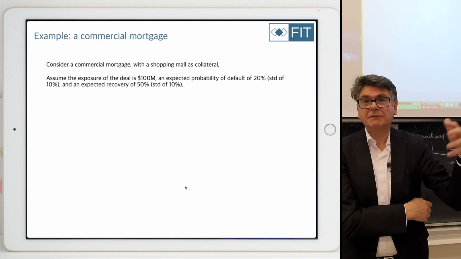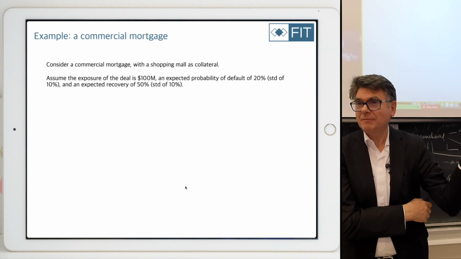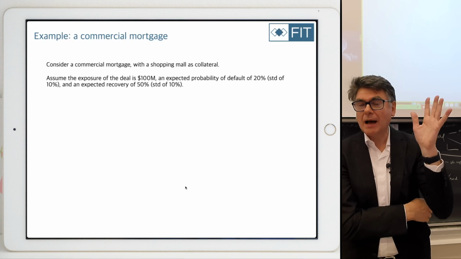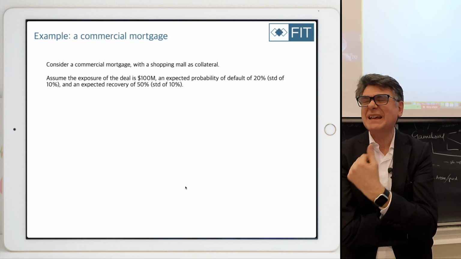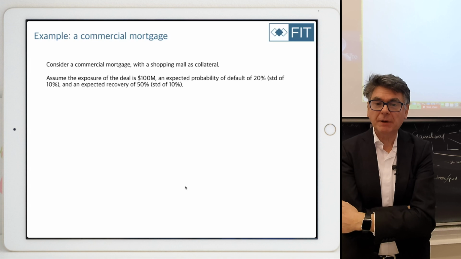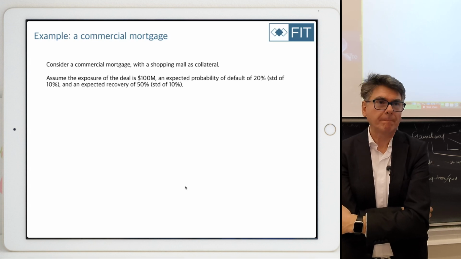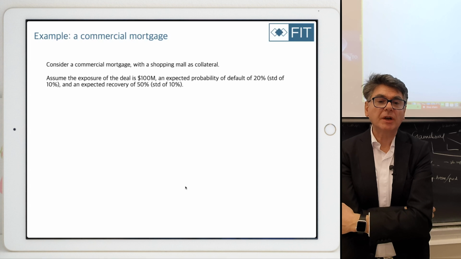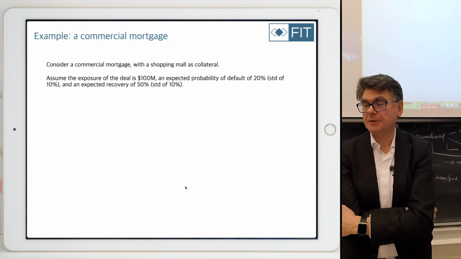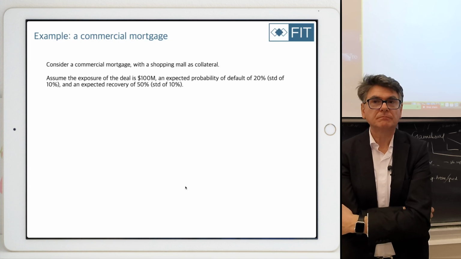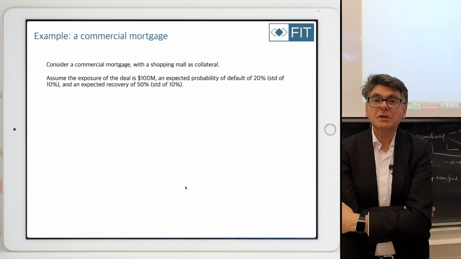But the process itself can also have a standard deviation, right? So I'm not going to give you the process itself. I'm just going to parameterize that default process by saying that the expected probability of default is 20% and the standard deviation is 10, whatever that may mean. And then I'm going to give you an expected recovery of 50% with a standard deviation of 10%. So recovery could be 60 or 40.